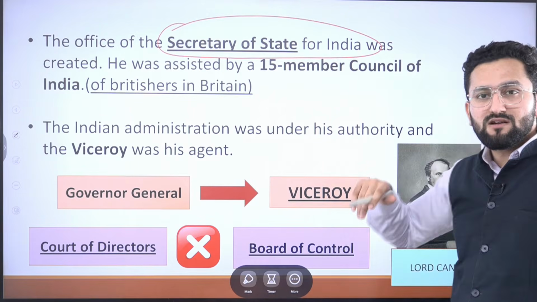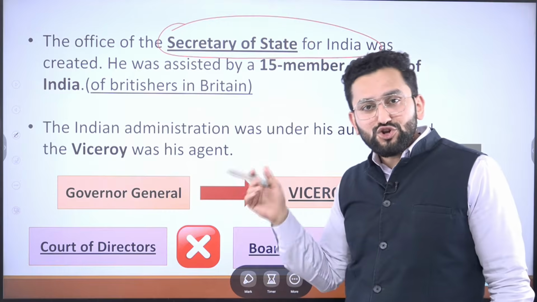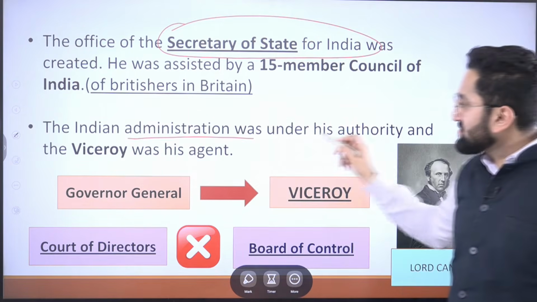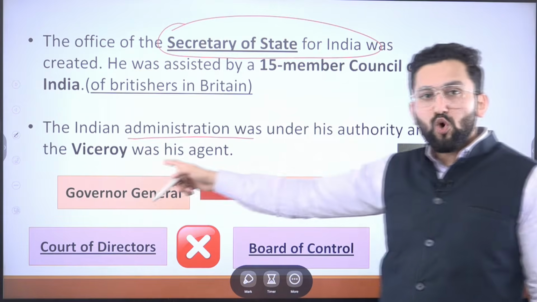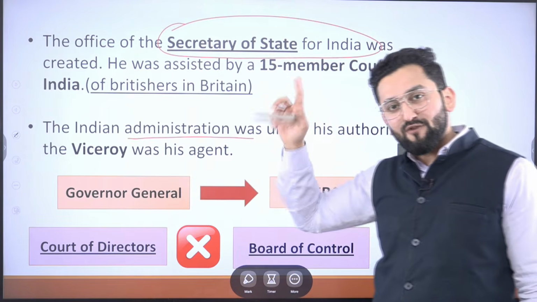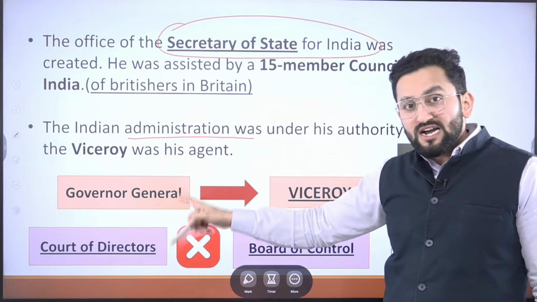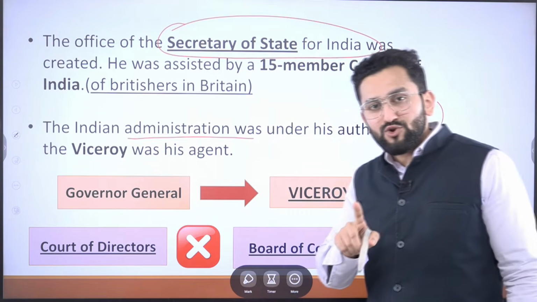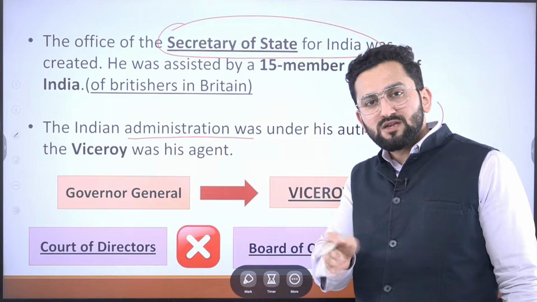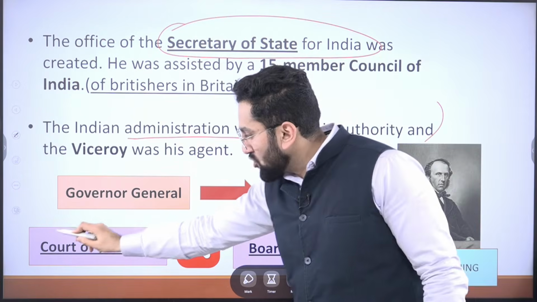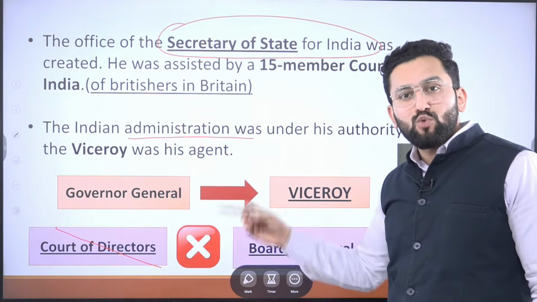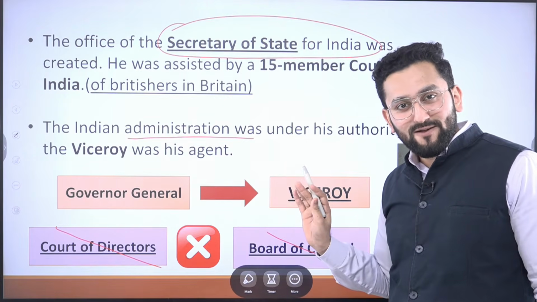So that was one concern among many revolutionaries or nationalists. Now, the Indian administration was under the authority of the Viceroy, because the Viceroy was the representative of the Crown. So now, the Governor General was given this title of Viceroy. As I told you, now the company's rule is done. So that is why the Court of Directors and the Board of Control, both were abolished. Okay.